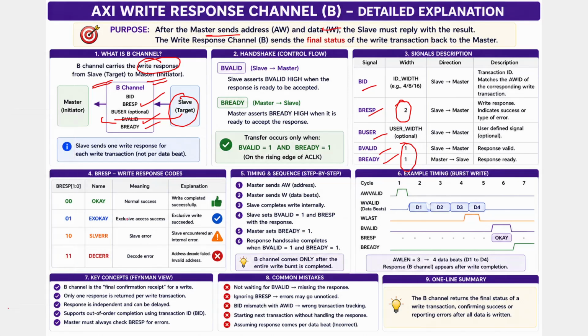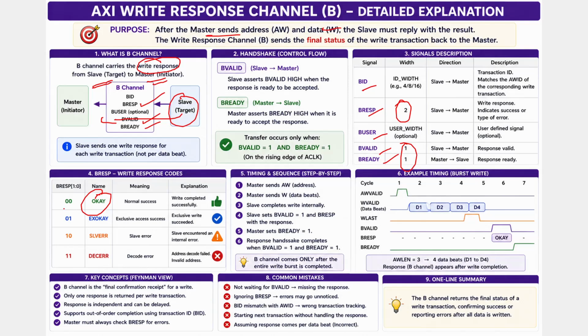So, OK response. OK response means normal access. That means master is sending the data, slave is responding. There is no problem in that. And then XOK response. If you are doing some locked access, all these things, then exclusive OK response will be transferred. And then slave error. Slave error means the slave is not responding. Okay, slave is not responding, that means an internal error is happening, then slave error will be received.